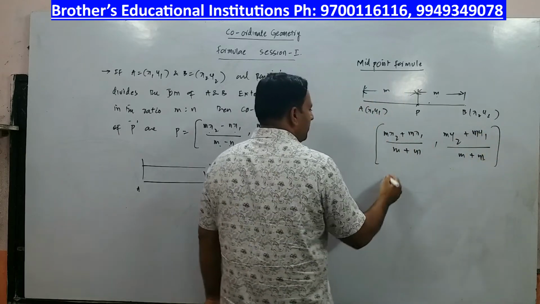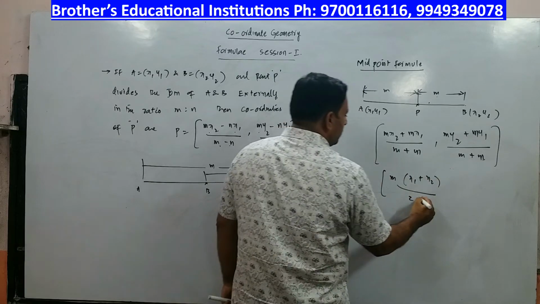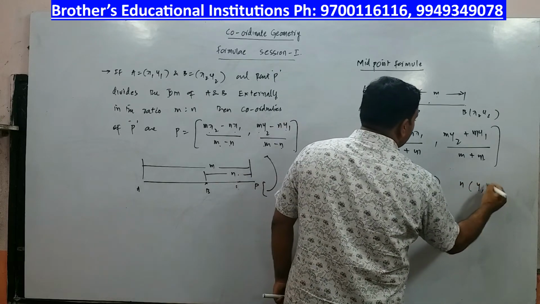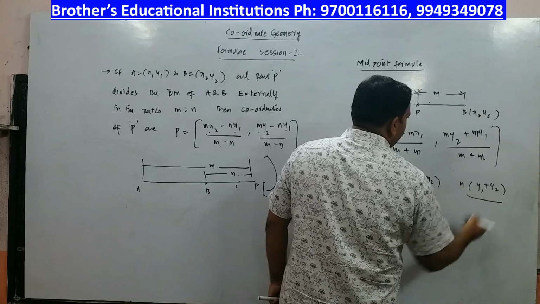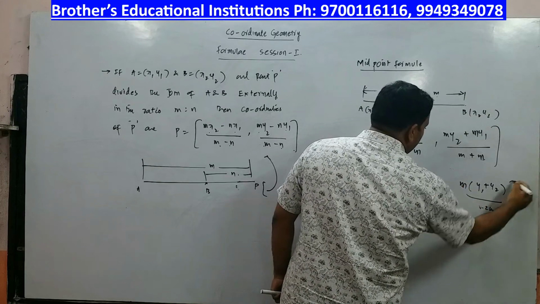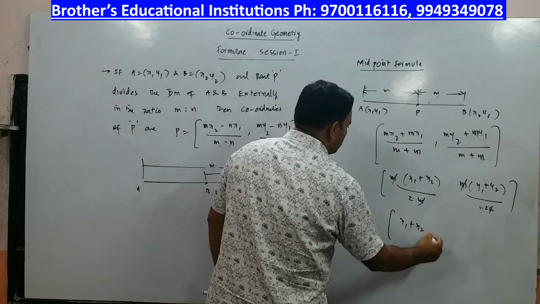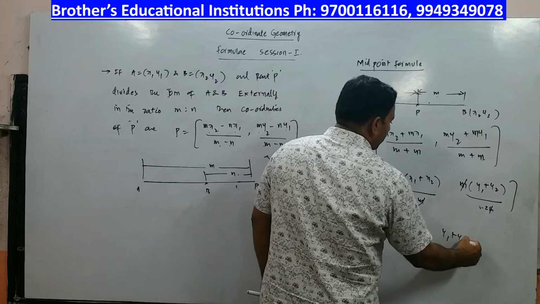So what is going to happen? You will write m common: it is (x1 plus x2) by (m plus m), that is 2m. Again I will take n common: it is (y1 plus y2) by (m plus m), which is 2m. So I will cancel m and m, and therefore what you get? (x1 plus x2) by 2, comma, (y1 plus y2) by 2.